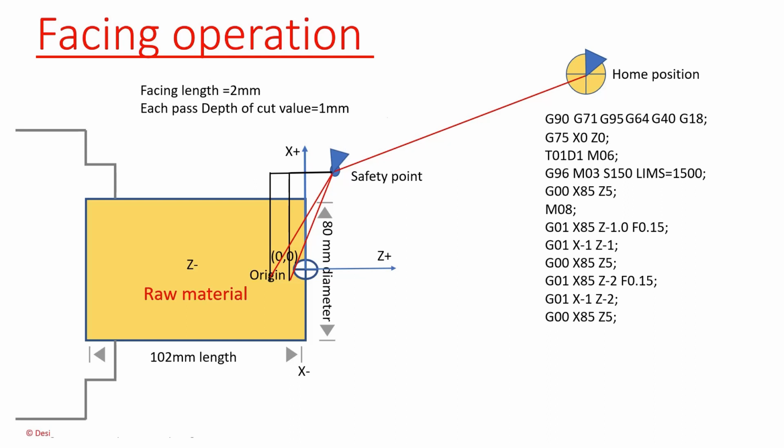Next, stop the spindle and turn the coolant off. Those codes are M05, M09. Now the tool is at the safety point. To return the tool to the home position, we use G75 X0 Z0. Next, M30. It means program end and reset.